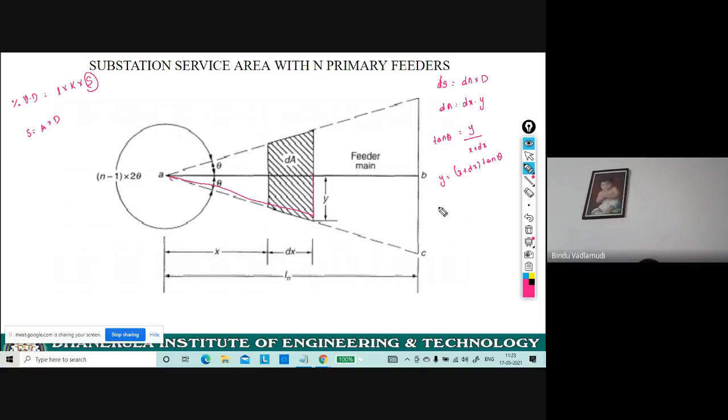On substituting, can I say this dx is a minor or minimum section of the total feeder? Is it a minor section or not? The total length is ln, out of which we are considering only a part of the section. Are you following or not?